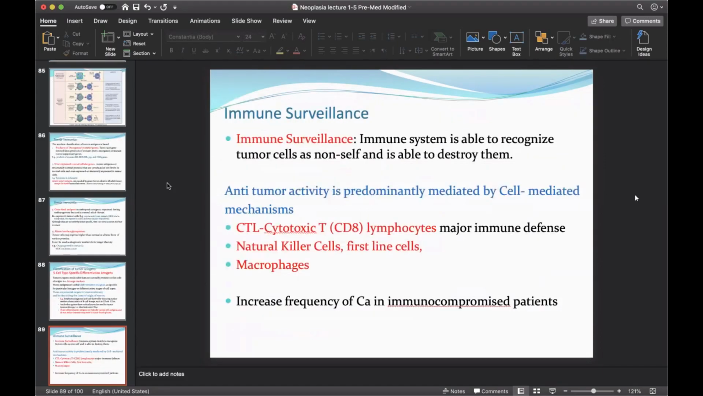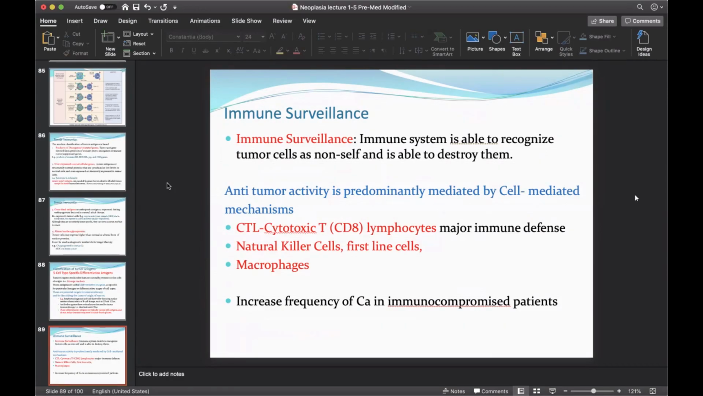Okay, immune surveillance. When you talk about immune surveillance, you talk about the immune system's actions on the cancer cell. The immune system is able to recognize tumor cells as non-self and able to destroy them. At the same time, the cancer cells have the ability to avoid the immune system and hide from it. Okay.